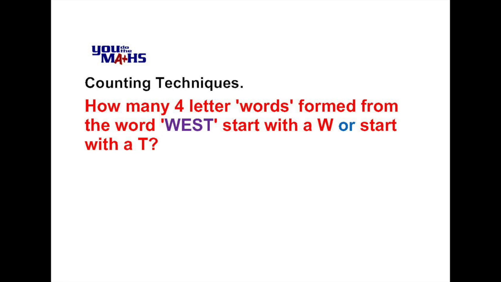In this next example, there's a subtle change in the wording. We're being asked to find 4-letter words formed from the word west, starting with a W, or starting with a T. Now, we can't have words starting with a W and at the same time starting with a T. So these two events are said to be mutually exclusive. They can't occur together. And because of that key word there, or, it is possible for this to occur. If it had said start with a W and start with a T, there'd be 0 possibilities. But because it says or, we can actually go through and investigate all of the words starting with a W and all the words starting with a T.